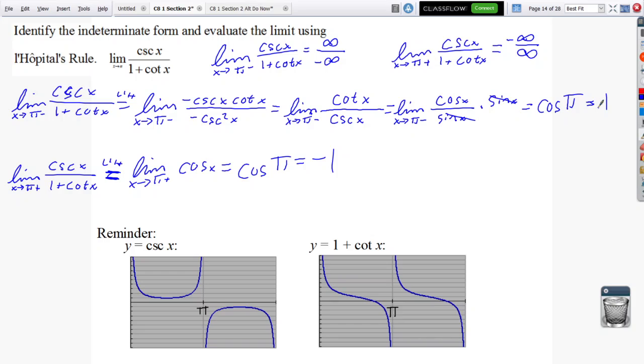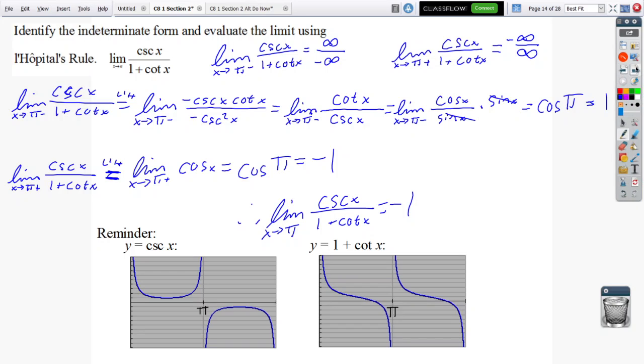Since the left-hand limit equals the right-hand limit, that means the limit as x approaches pi of cosecant x over 1 plus cotangent x is equal to that value, -1. Again, I've never really seen anything on the AP test where you have to evaluate from the left and the right. In fact, on your homework tonight, I tell you if you have to do left-right evaluation. Moving a little bit forward.